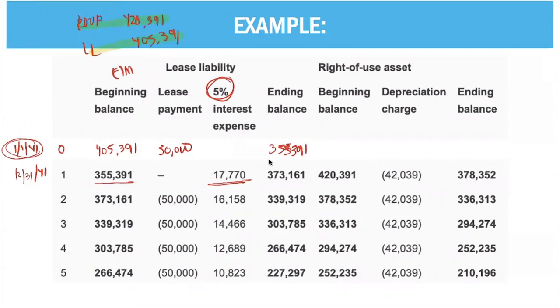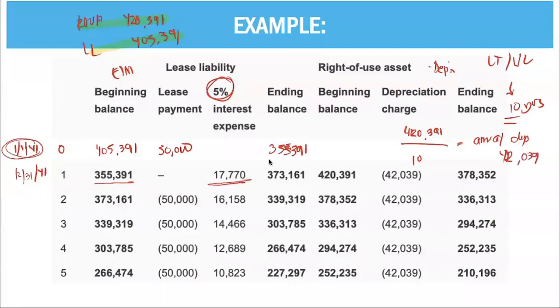amount. For your right of use of asset, take note, we will only depreciate it. We depreciate it using your lease term or your useful life, whichever is lower. So we have here your 10 years. Our lease term a while back is 10 years. So if you still remember in the PV, we use N as 10. Therefore, our lease term is 10 years. So 10 years is the life. So 420,391, that is our right of use of asset initially, divided by 10. What is our annual depreciation? Our annual depreciation is equal to 42,039. Right? So every year, yeah.